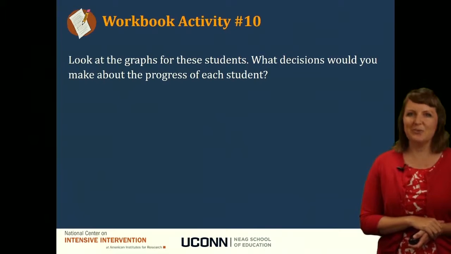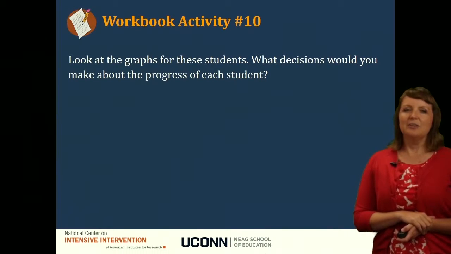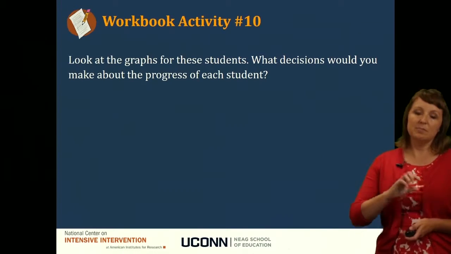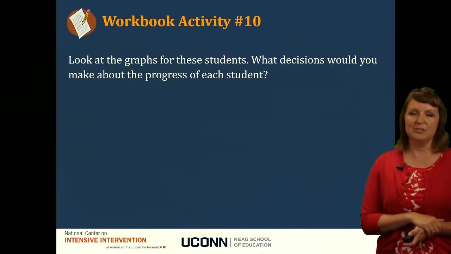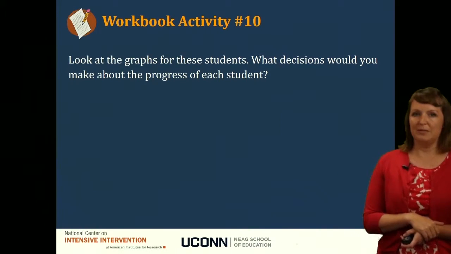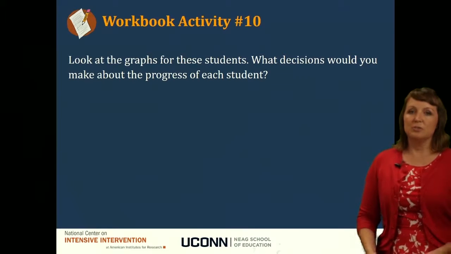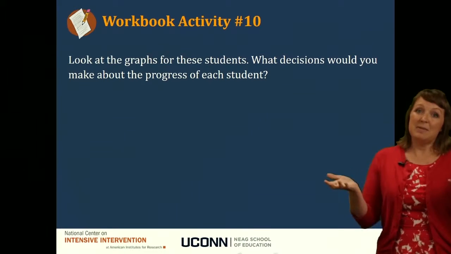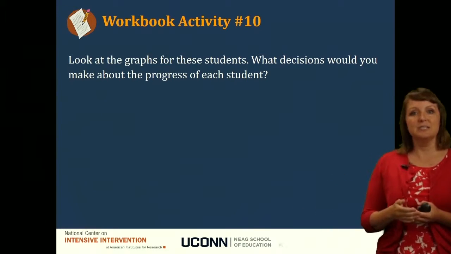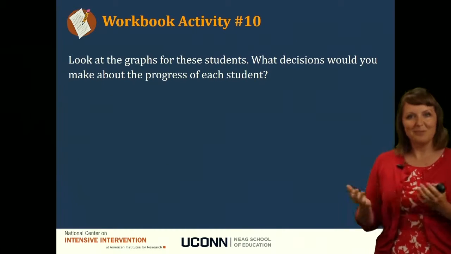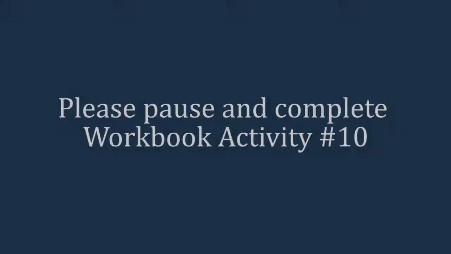So now I'd like you to do activity number 10. Look at the graphs for these students. So we've put in the trend line for each of these students. What decisions would you make about the progress of each of these students? Should we raise the goal? Do we need to make an adaptation? Or should we continue as we have been doing?